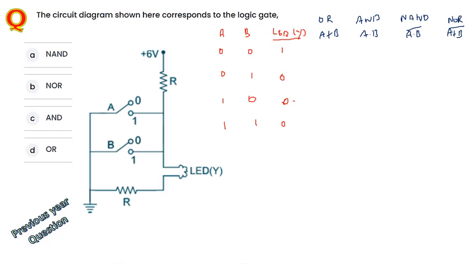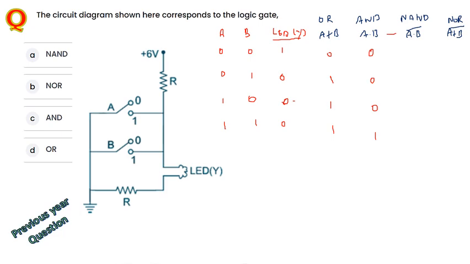According to this concept, A plus B, they have already given the input. You can see there are two inputs: 0 0, 0 1, 1 0, 1 1, and all the inputs you are going to substitute over here. So A plus B here is 0 plus 0 is 0, 0 plus 1 is 1, 1 plus 0 is 1, 1 plus 1 is 1. Now in this case, A dot B, 0 dot 0 is 0, 0 dot 1 is 0, 1 dot 0 is 0, 1 dot 1 is 1.